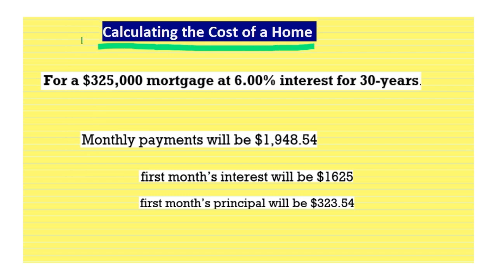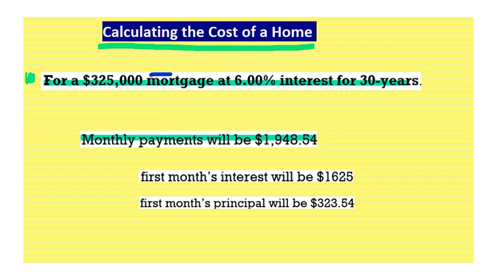But before we get to the calculation part, let's talk about a specific situation. This says for a $325,000 mortgage at 6% interest for 30 years, the monthly payment will be $1,948. So I want to talk about a couple of things.